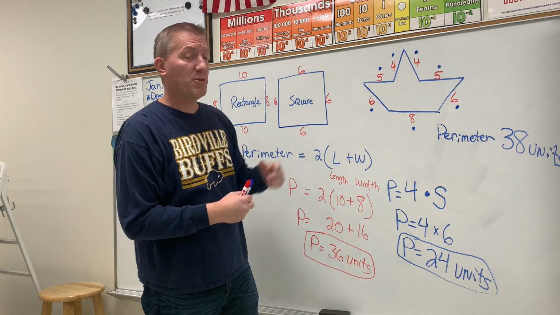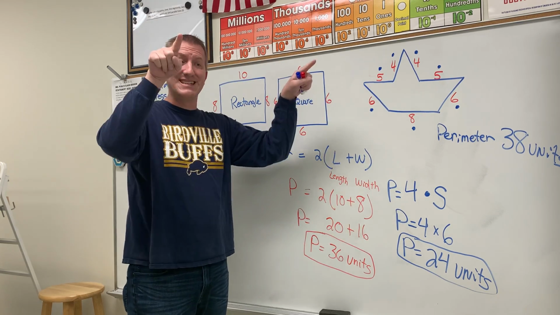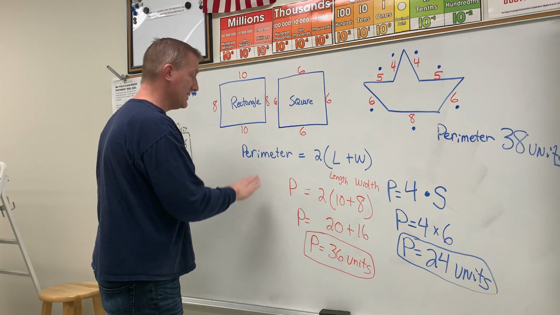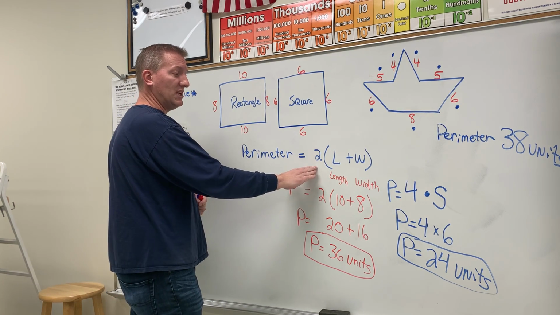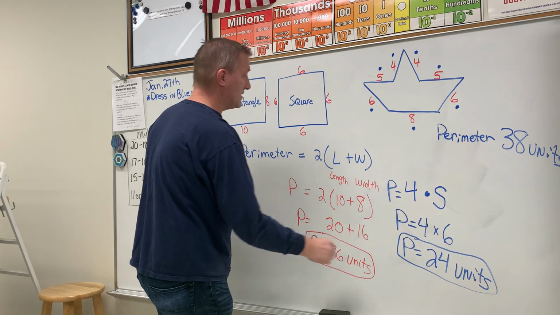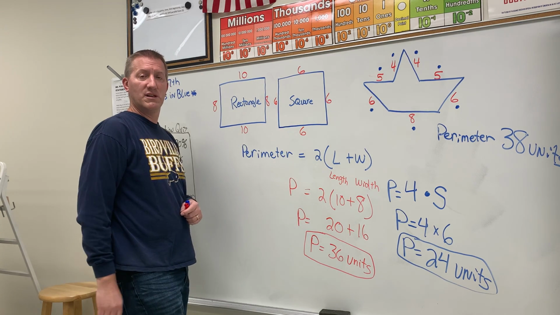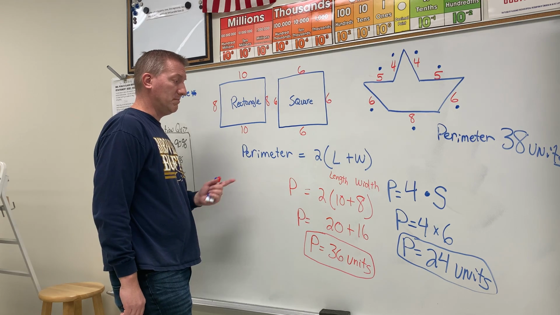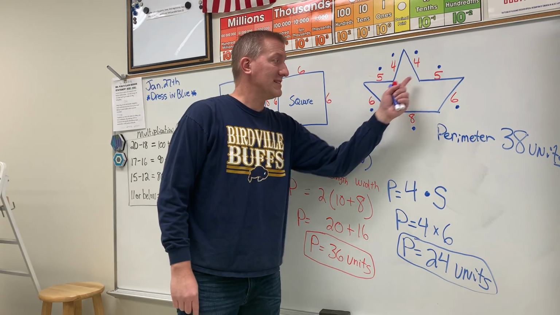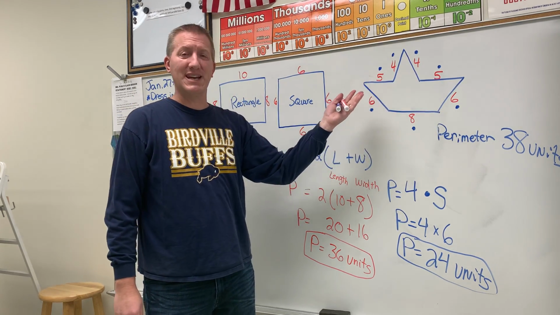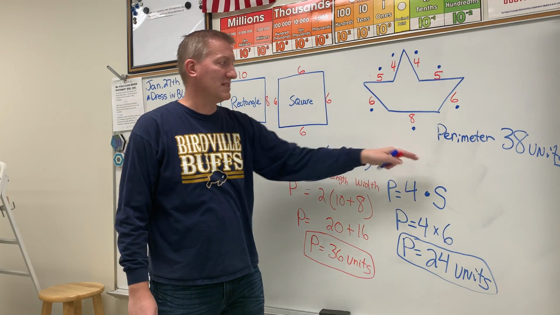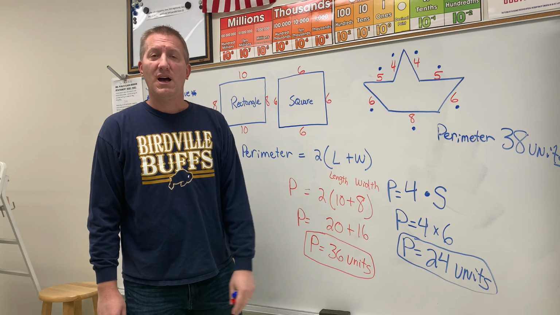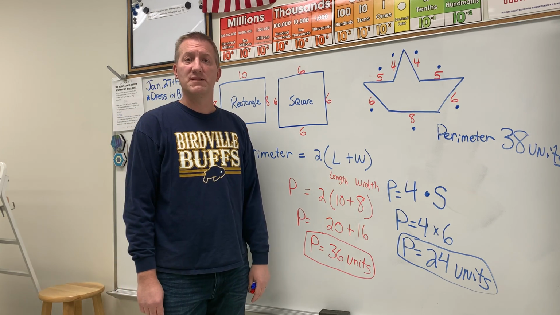So the perimeter, remember guys, is just the distance around something. There's a formula you can use for a rectangle, and another formula for a square. And if it's an irregular shape, an odd shape like this one, then you can just count and add up all the units.